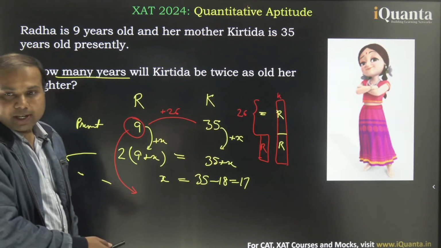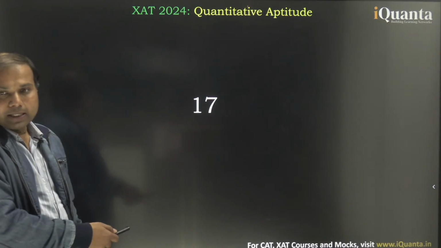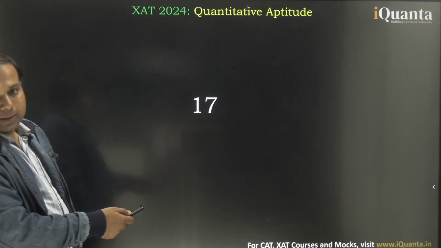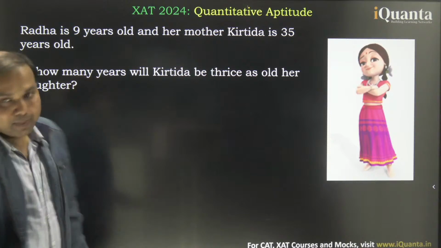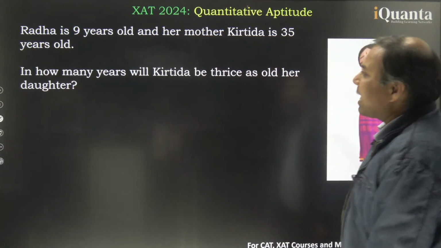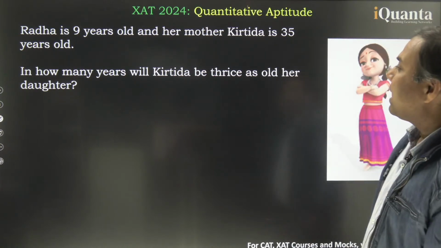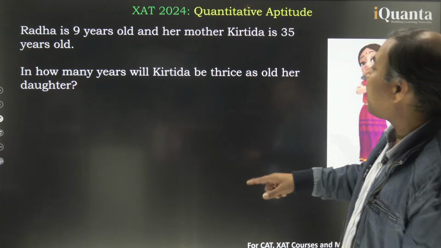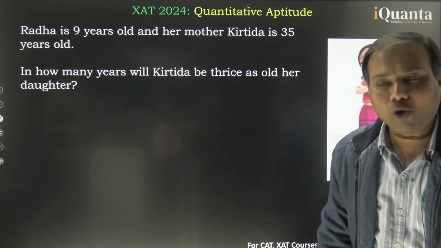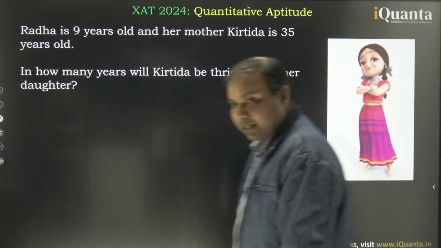Here it is on your screen. This was the answer to the last question. And now, the similar question. It says, Radha is 9 years old and her mother Kirtida is 35 years old. Now, the question is, in how many years will Kirtida be thrice as old as her daughter? Please write your answers fast.